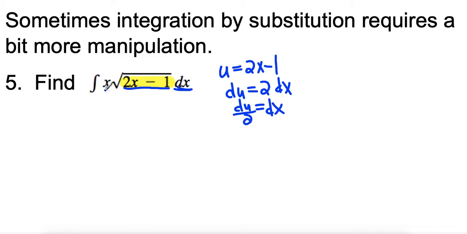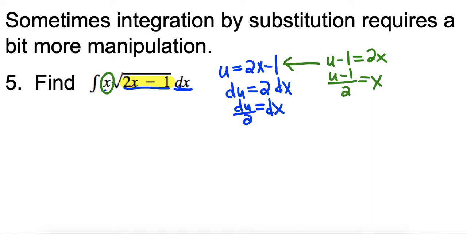So what we're going to do to deal with that x is we're going to come back to our original u, and we're going to solve this for x. So this becomes u minus 1 equals 2x. And we're going to divide both sides by 2. So x is u minus 1 over 2. And that's what we're going to sub in.